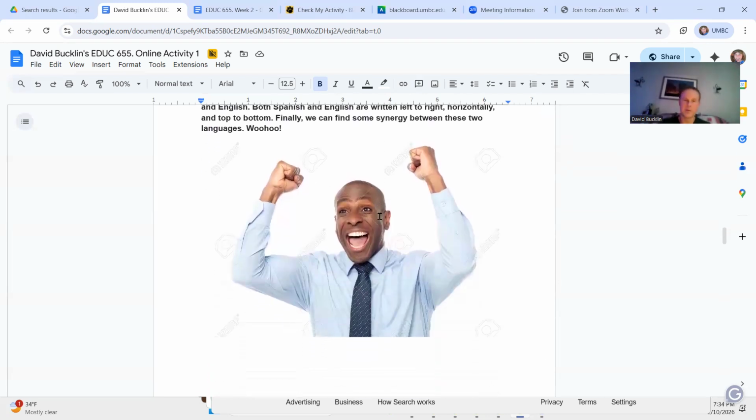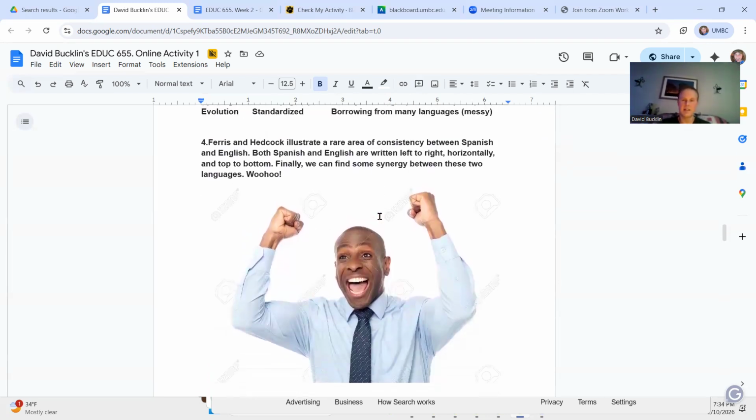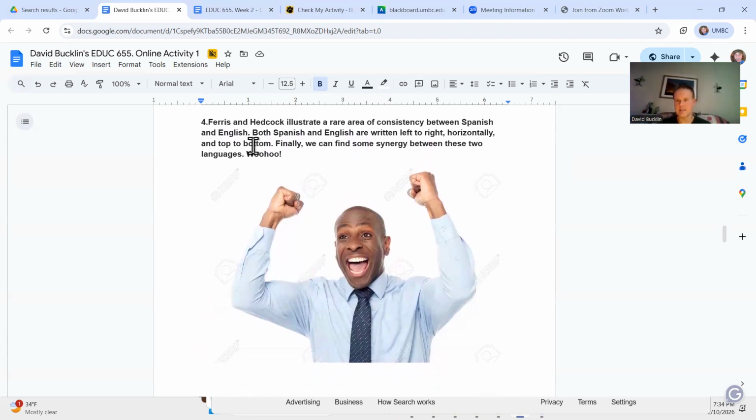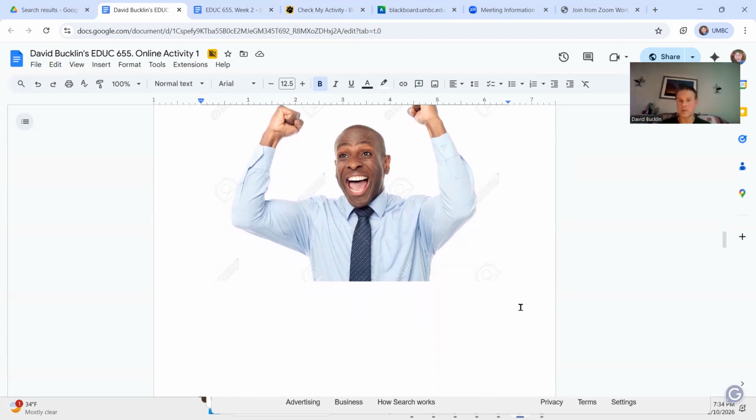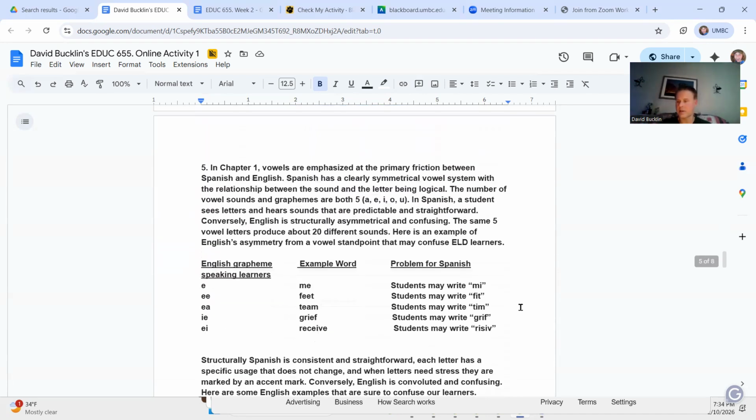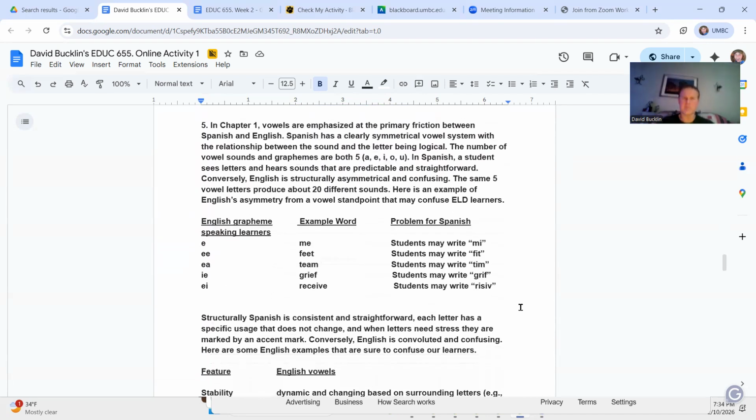We've got a consistency, and that's why we're so excited here. The consistency is Spanish and English are both written left to right, horizontally, and top to bottom. So there's some synergy here between the two languages, but that's where it ends. That's the only similarity.